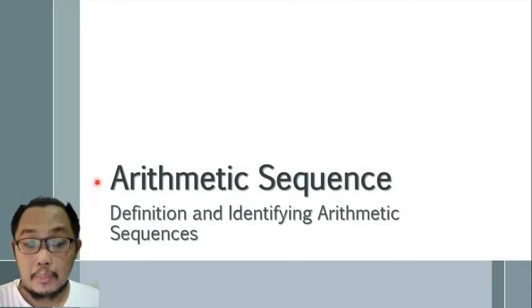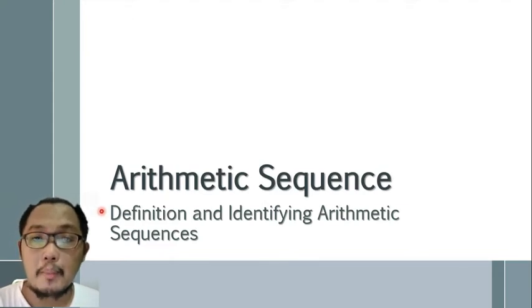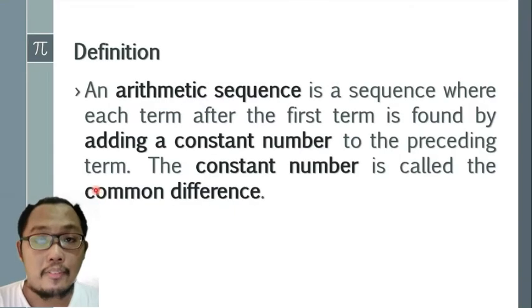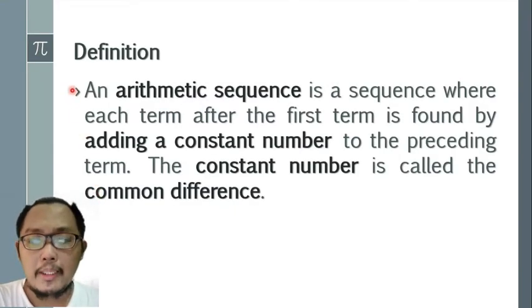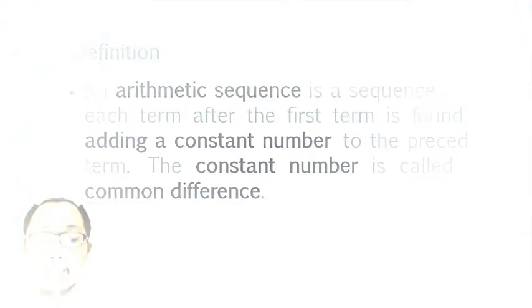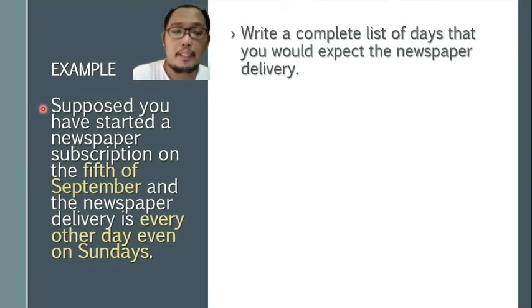So, the arithmetic sequence. Here we have to deal with the definition and identifying arithmetic sequences. Let us start with the definition. An arithmetic sequence is a sequence where each new term after the first term is found by adding a constant number to the preceding number. The constant number is called the common difference. Here is an example of an arithmetic sequence. Let us consider this problem first.